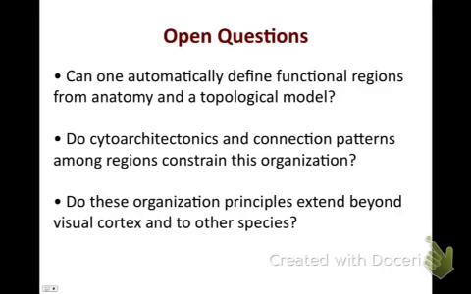Open questions remain: can we define functional regions from anatomy and a topological model, do cytoarchitectonics and connection patterns along regions constrain this organization, and do these organizational principles extend beyond visual cortex and to other species?